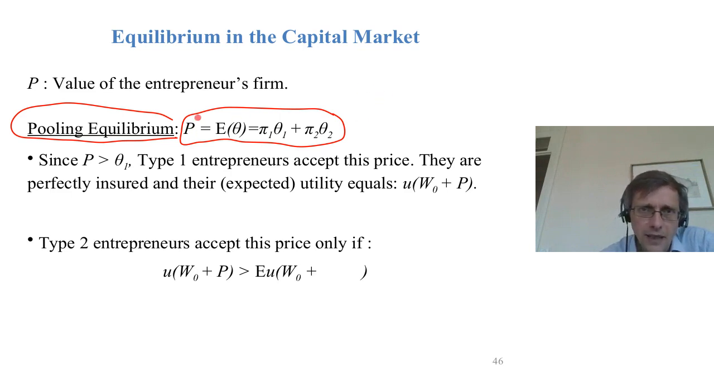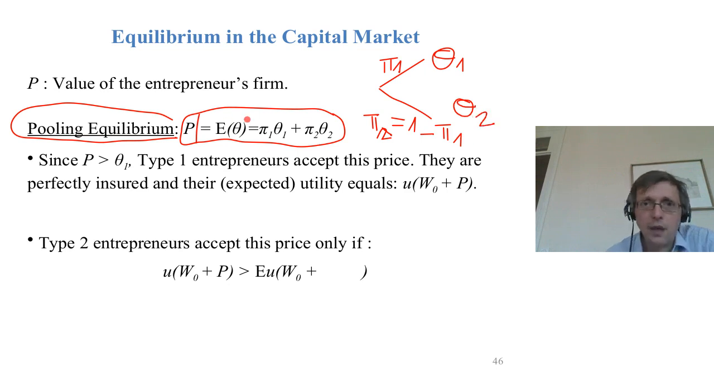So in that case, the price investors are ready to pay corresponds to the expected value of a firm. And the financial market knows that with probability pi 1, the expected value is going to be associated with a type 1 firm, while with probability pi 2, and remember pi 2 is equal to 1 minus pi 1, it is going to be a type 2 firm. So the expected value is pi 1 times theta 1 plus pi 2 times theta 2.